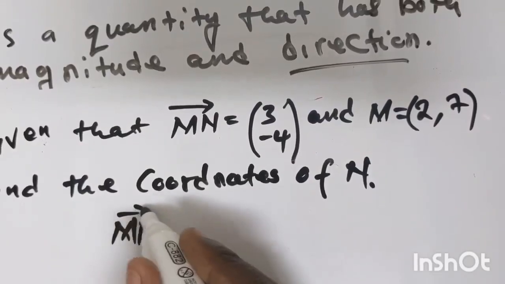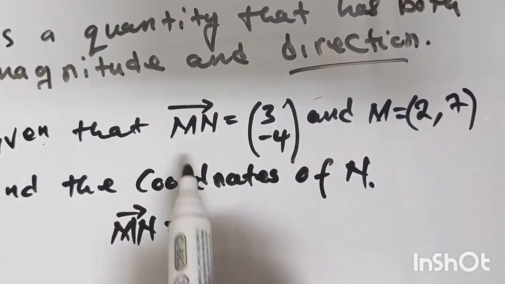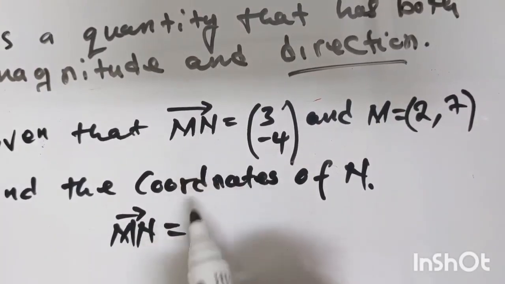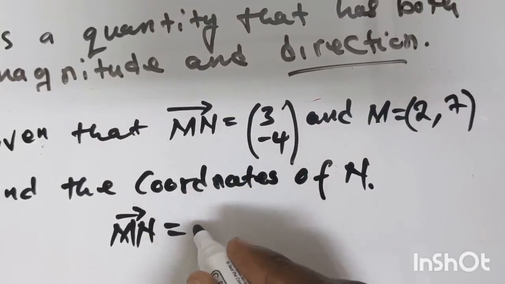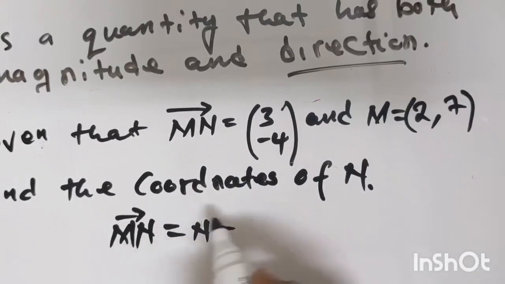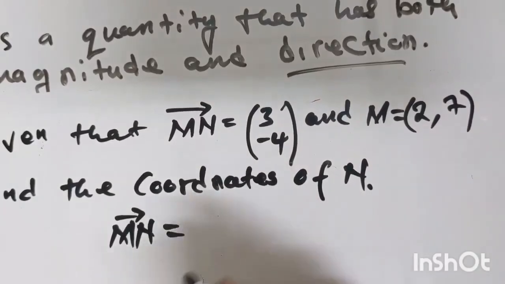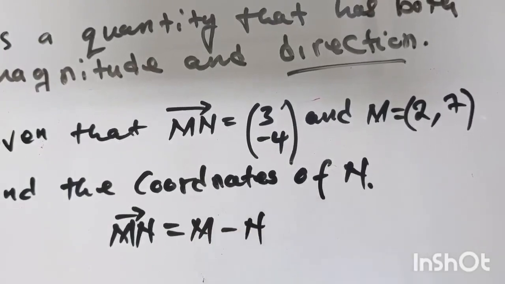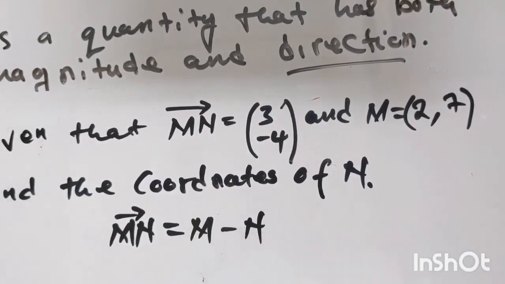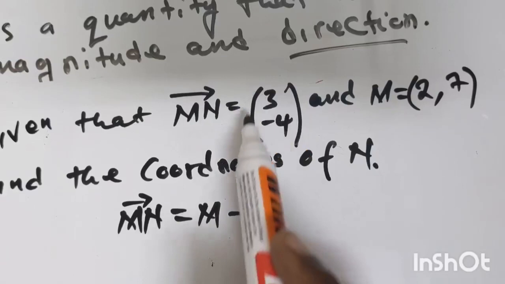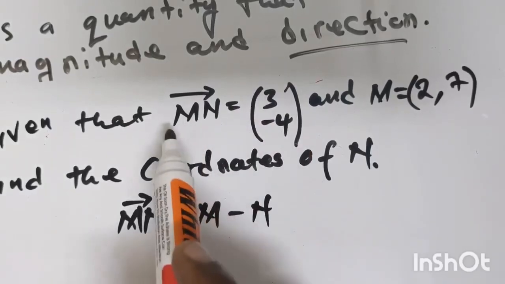So this is MN, meaning that the vector is starting at M, and it is ending at N. So we start with the one where it is ending, which is N, minus M. This is the formula that we are supposed to use: where it is ending minus where it is starting from. Okay, so now we already know that we have been given the vector MN.